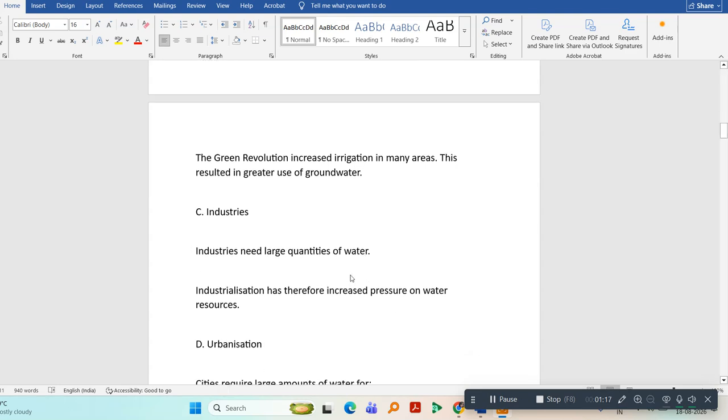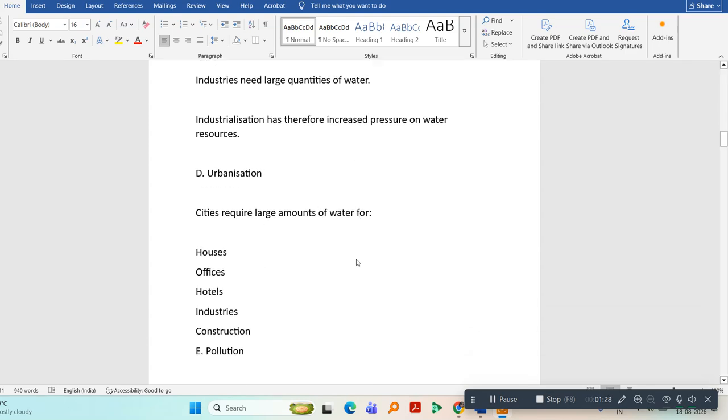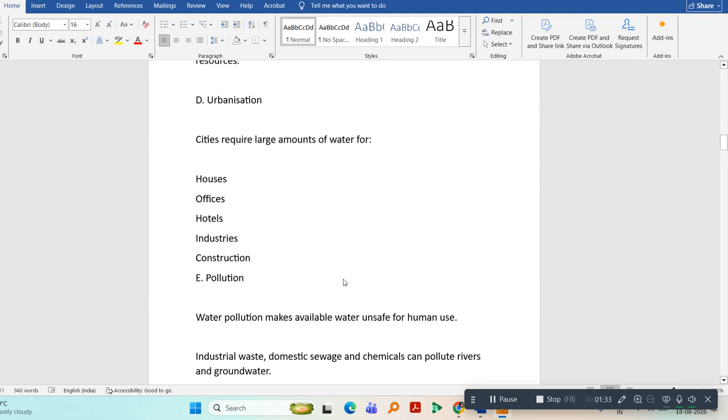Let's talk about the industries. The industries need large quantities of water. Industrialization has therefore increased pressure on water resources. Urbanization. Cities require a large amount of water for houses, offices, hotels, industries, construction.